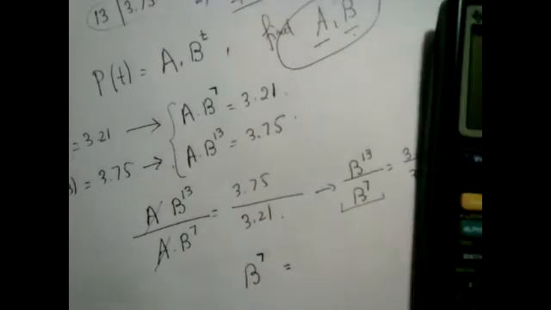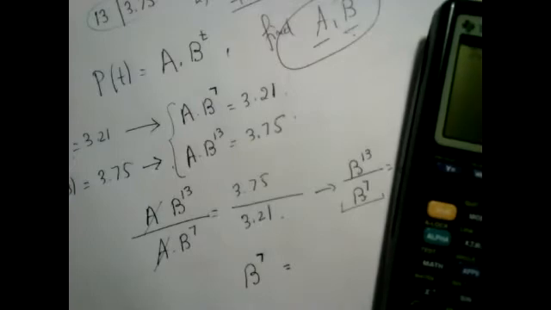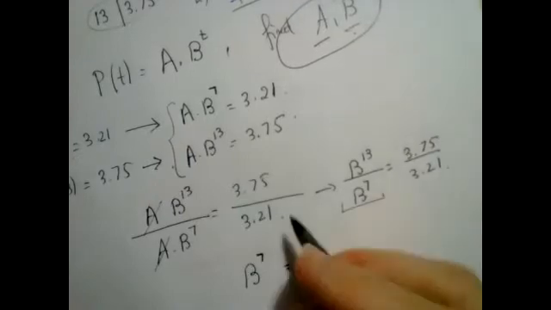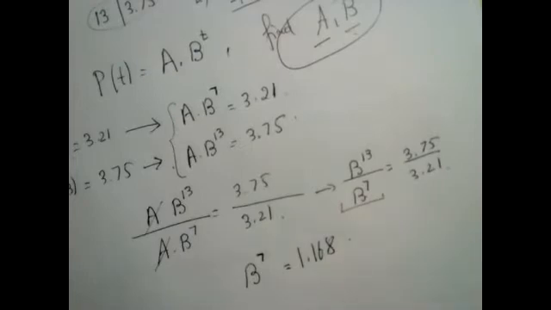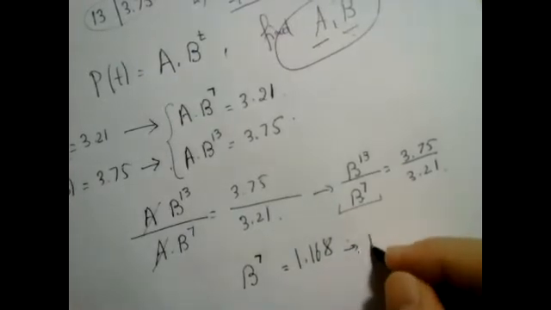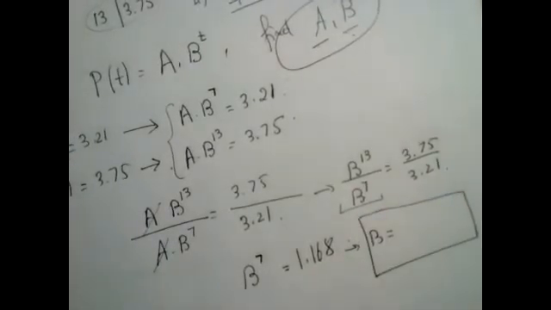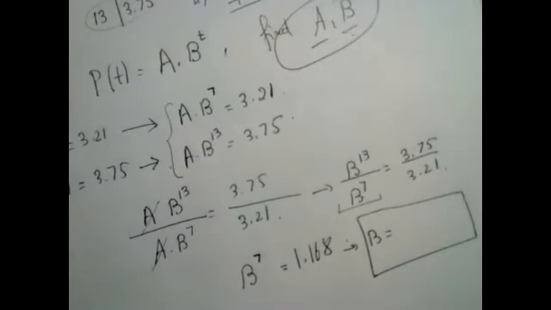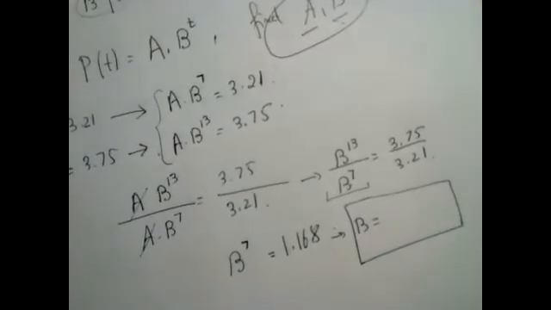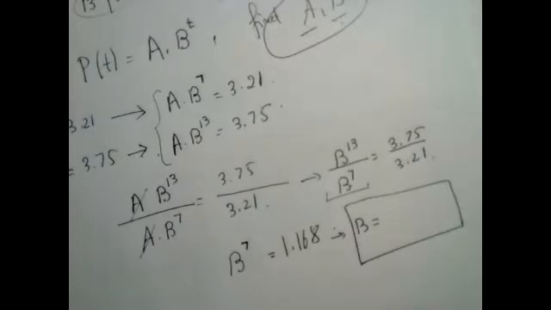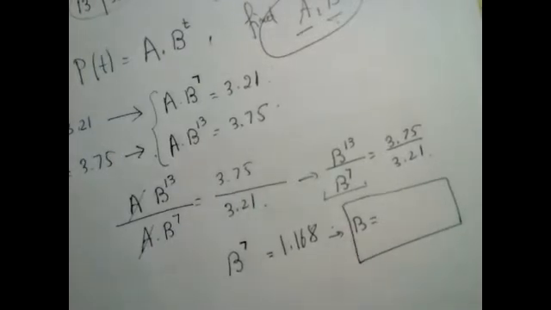B to the power 6 equals, now let me evaluate 3.75 divided by 3.21. I'm getting 1.168. That's B to the power 6. So what's the value of B? Who would like to give me the value of B? Evaluate it, put it on chat, and tell me how you get it. What's the B? How can I get the B?